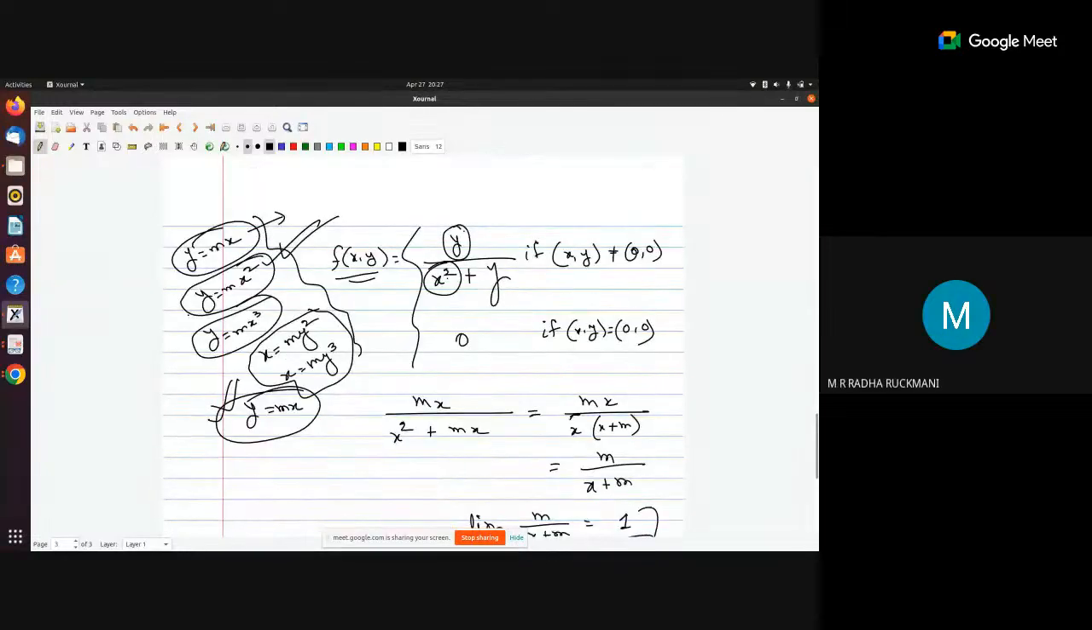Whatever paths you have listed out here, y is equal to mx, y is equal to mx square, is it enough that we check only by putting these paths? Generally, suppose in all the paths the limits are the same, we still can't conclude that the limit exists. Then in that case, what to do? Go to the sandwich theorem. It may give you an idea that the limit may exist, then let's see whether the sandwich theorem confirms it.